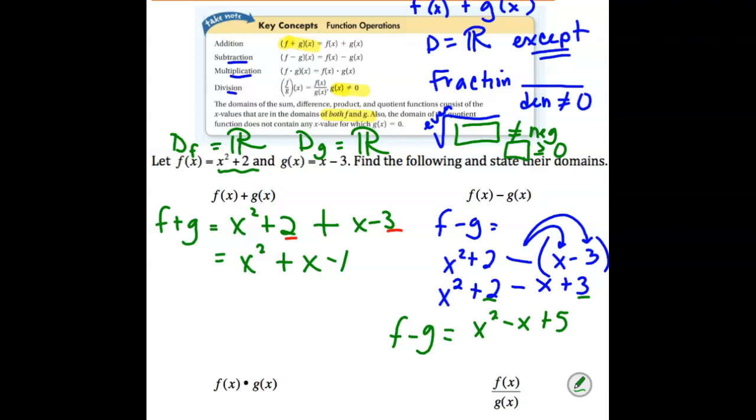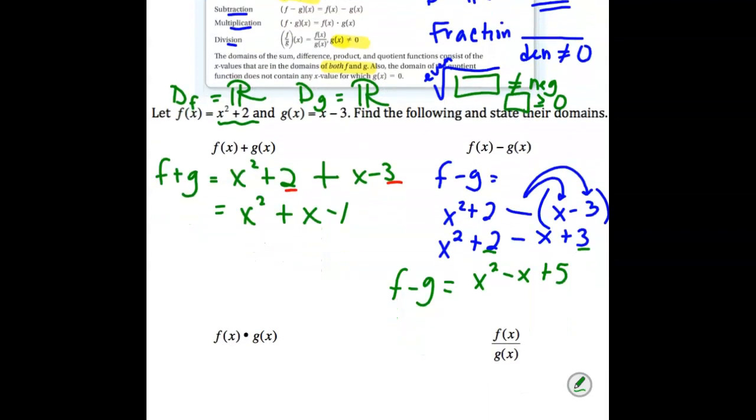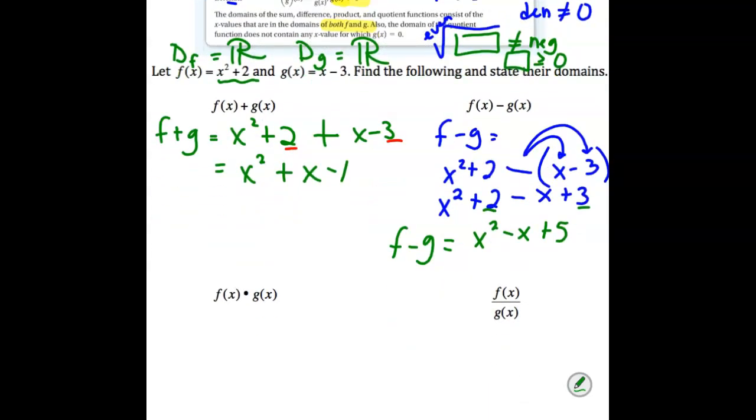Now, in both of these cases, our domains were all reals for both f and g. There's nothing in my answer that indicates any kind of fraction or even root. So for both of these, the domain of f plus g is all reals, and the domain for f minus g is also all reals.